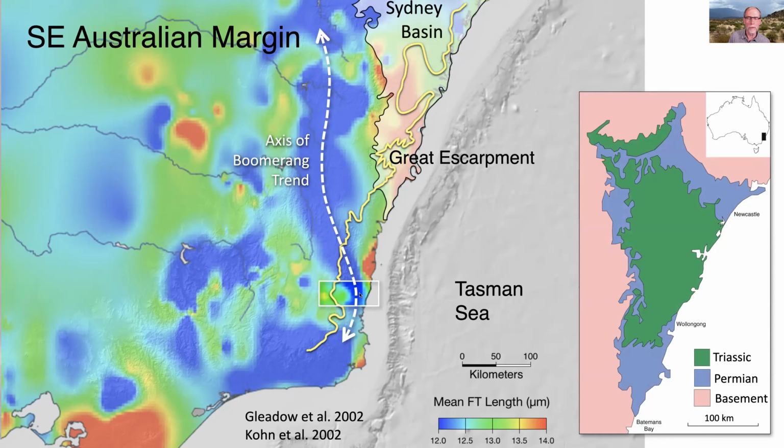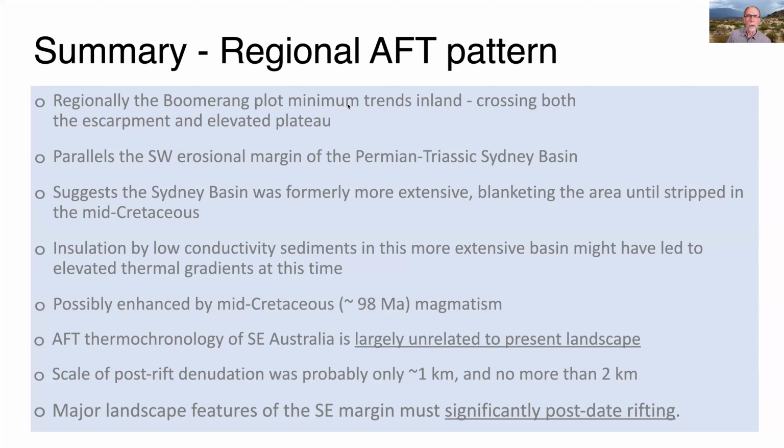So we see regionally that this boomerang plot minimum trends inland. It crosses both the escarpment and the elevated plateau. It parallels the southwestern erosional margin of the Permo-Triassic Sydney Basin and suggests that the Sydney Basin was formerly more extensive, blanketing the area of this study until that area was stripped by erosion in around the mid-Cretaceous, producing that rapid mid-Cretaceous cooling event at around 90 million years, plus or minus 10 or so.